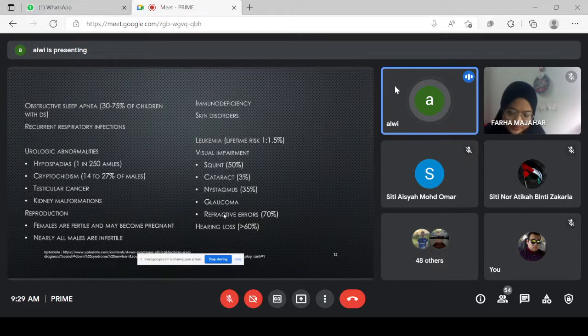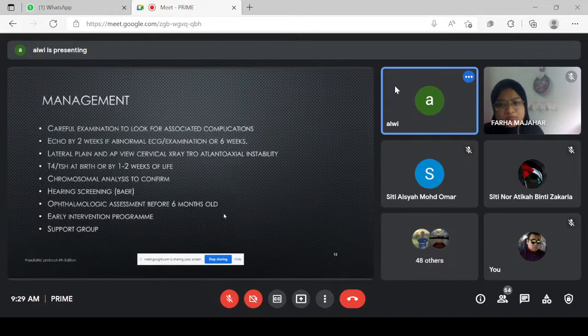And then visual impairment is also very common, like squint, cataract, nystagmus, glaucoma, and refractive errors are almost global. Most children with Down syndrome will definitely need glasses. And then hearing loss is very common, and this actually worsens the speech delay, because inevitably they will have speech delay because of their learning disability. On top of that, with the hearing loss, they will have delay in acquisition of speech.